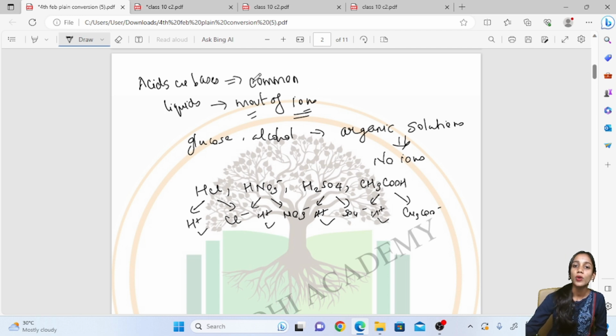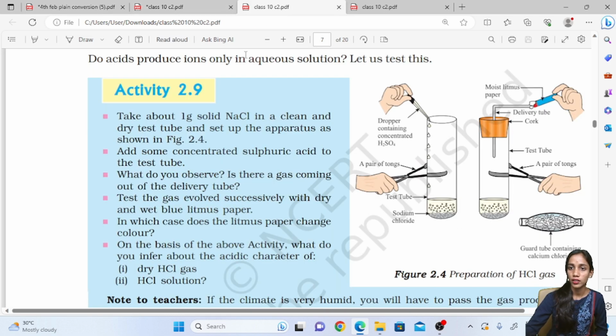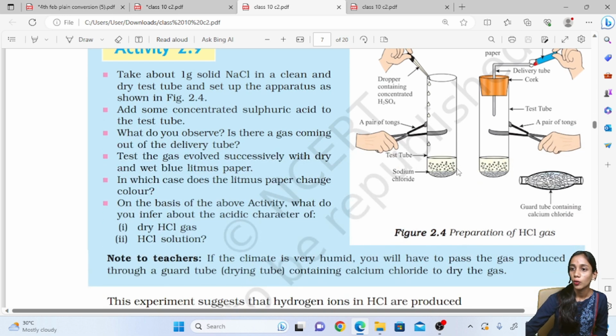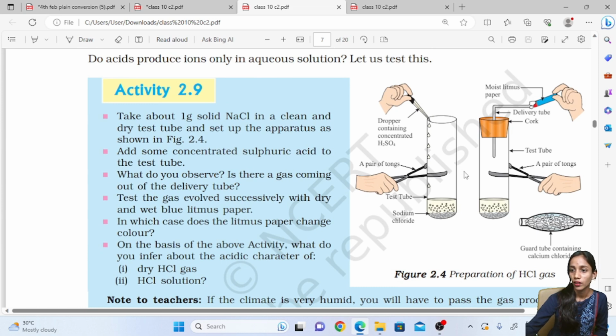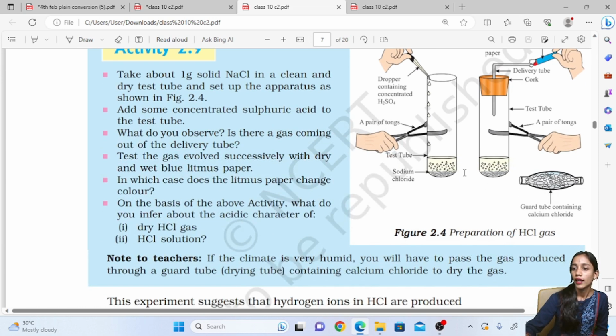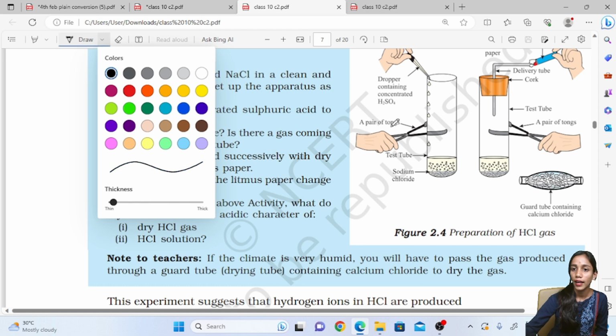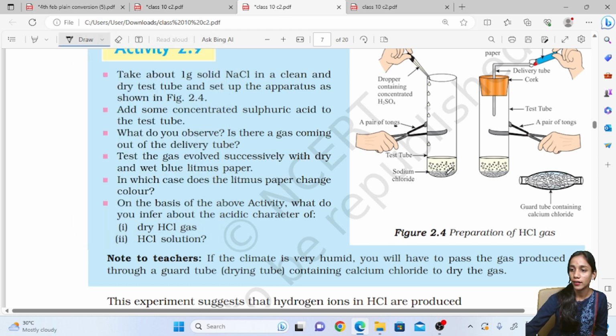Now to understand the other concept, we need to see another activity. In this activity, first of all, we need to see what they are adding in the test tube. In this test tube, 1 gram of dry NaCl was added, and concentrated sulfuric acid. So two things were added, NaCl plus H2SO4.